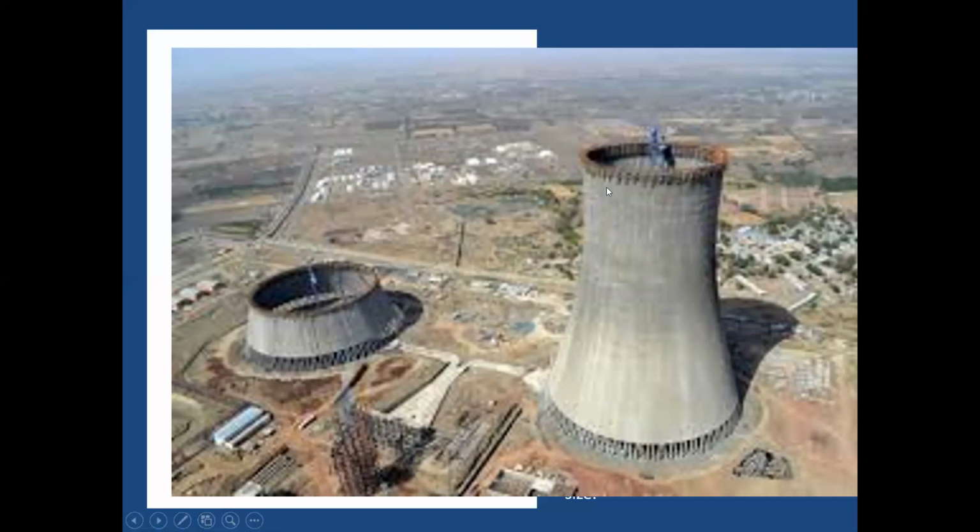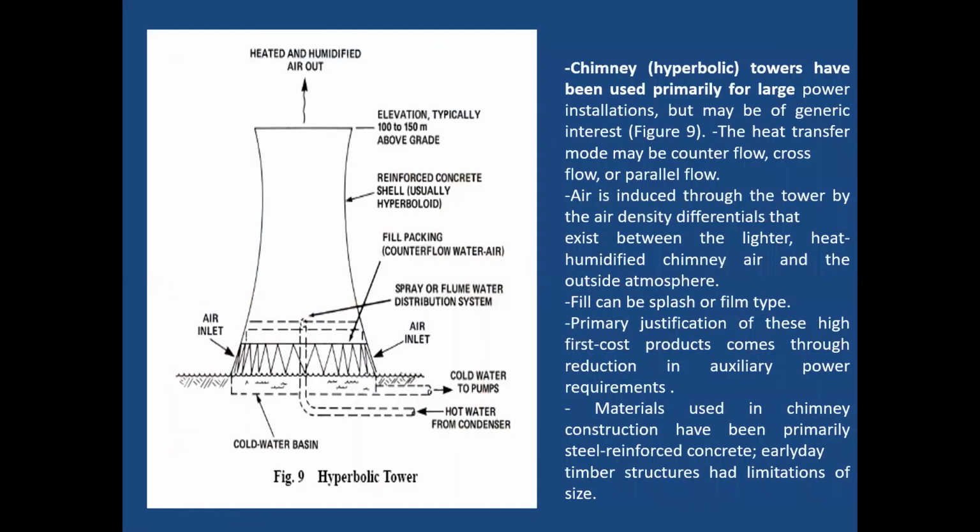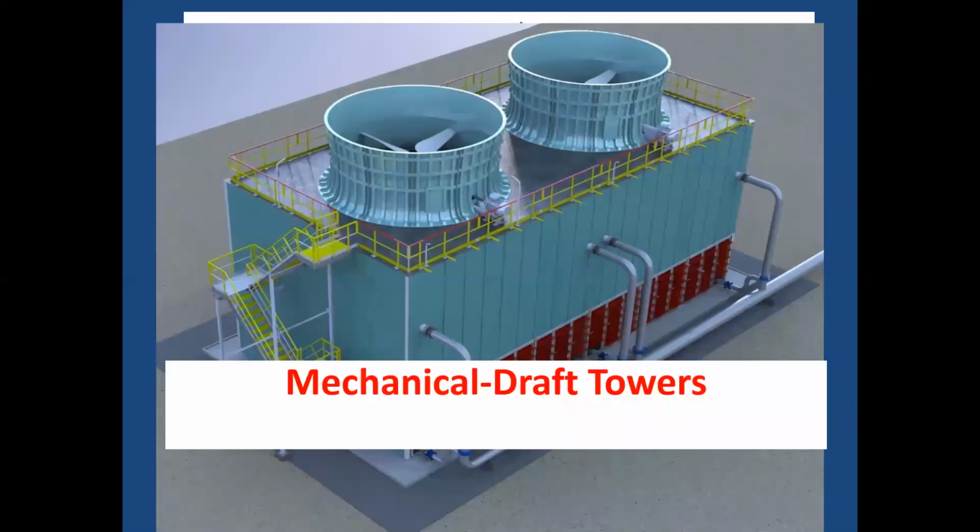But this is only the initial cost, because it is a natural or atmospheric cooling tower, so no external agency is used, neither for water nor for air. It works on natural air. So these are the three types of non-mechanical draft cooling tower, where no mechanical agency is used for cooling purpose.